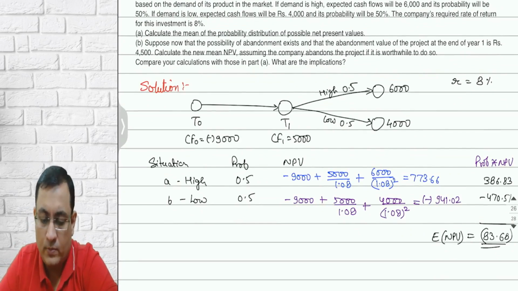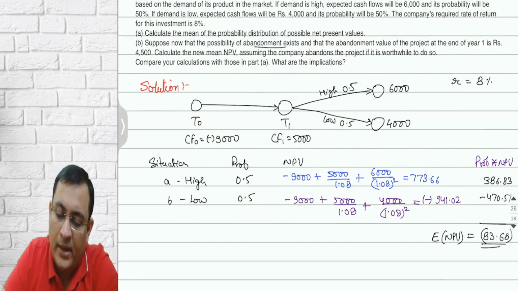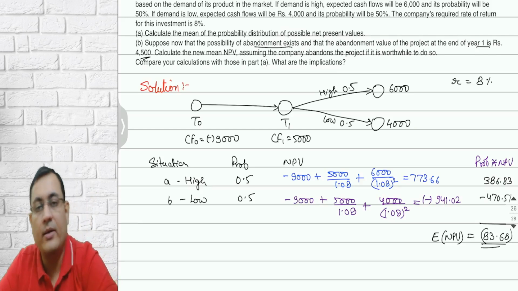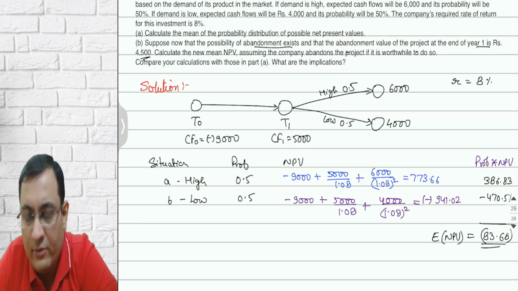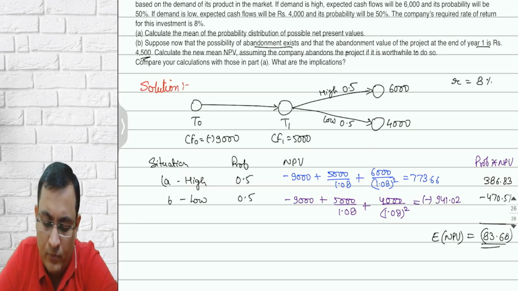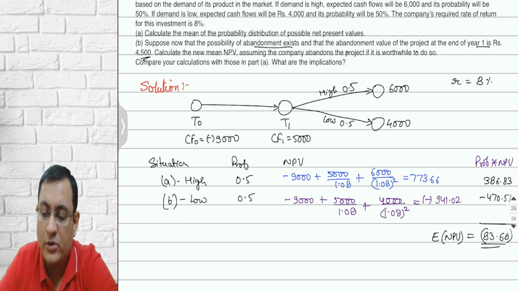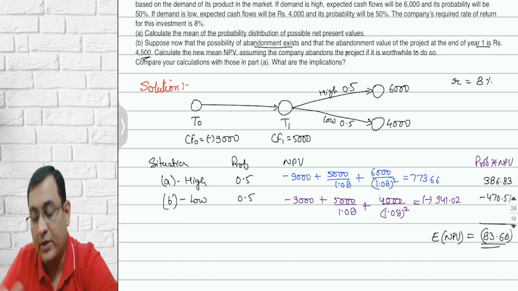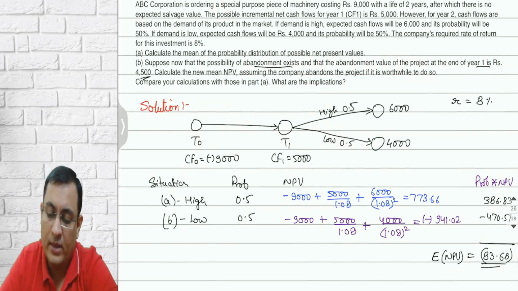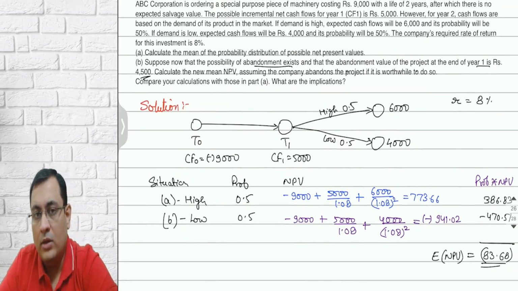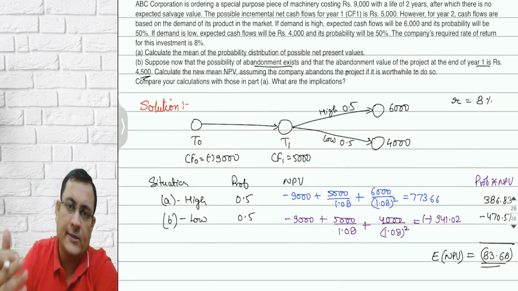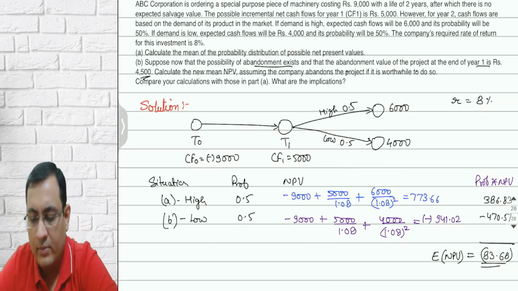Now suppose that the possibility of abandonment exists, and the abandonment value of the project at the end of year 1 is 4,500 only. When will we abandon? Situation A or situation B? Of course in situation B. In situation A we will continue. Calculate the new mean NPV assuming the company abandons the project if it is worthwhile to do so. So it depends on whether we will abandon or not. It depends on the present value of continuing versus the cash flow of abandonment.